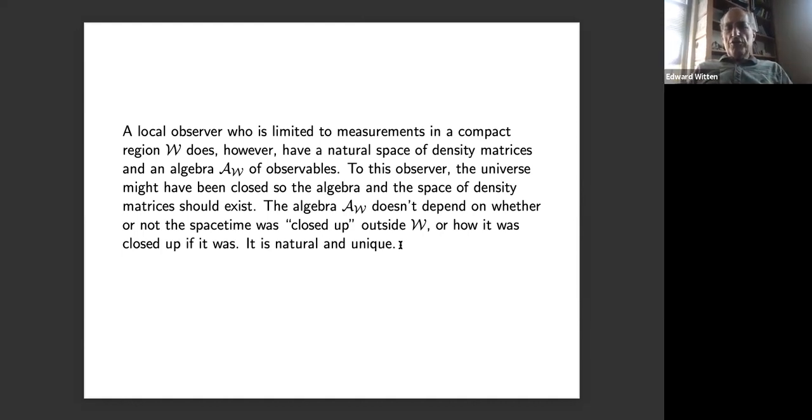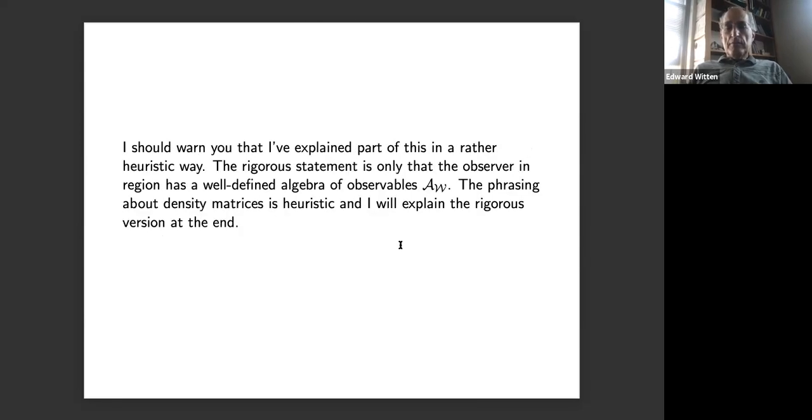The most obvious version of that might be to think of the operator product expansion, which you'd make in the region W without knowing what is outside W. So I should warn you, I've been a little cavalier. The rigorous statement is only that the observer in region W has a well-defined algebra of observables. The phrasing of density matrices is heuristic. I wrote here that I'll explain the rigorous version at the end, but that was too optimistic, I'm afraid. I'll say a few words, but I'm not satisfied with them.